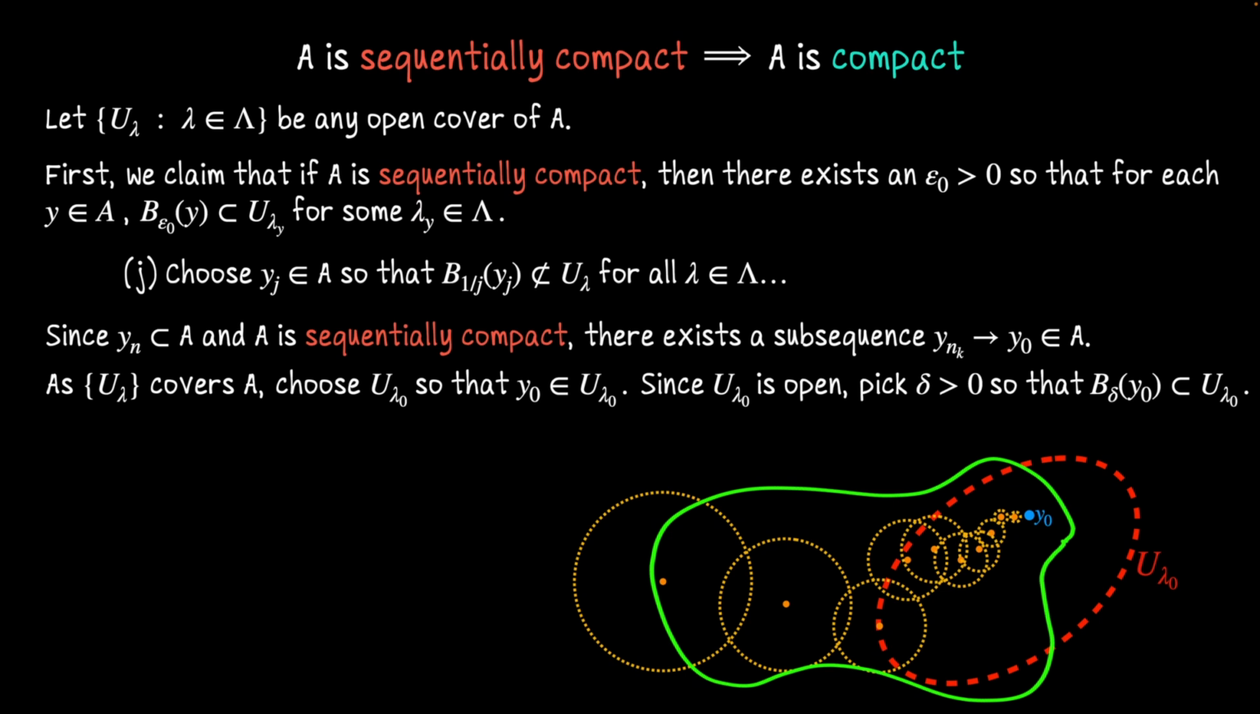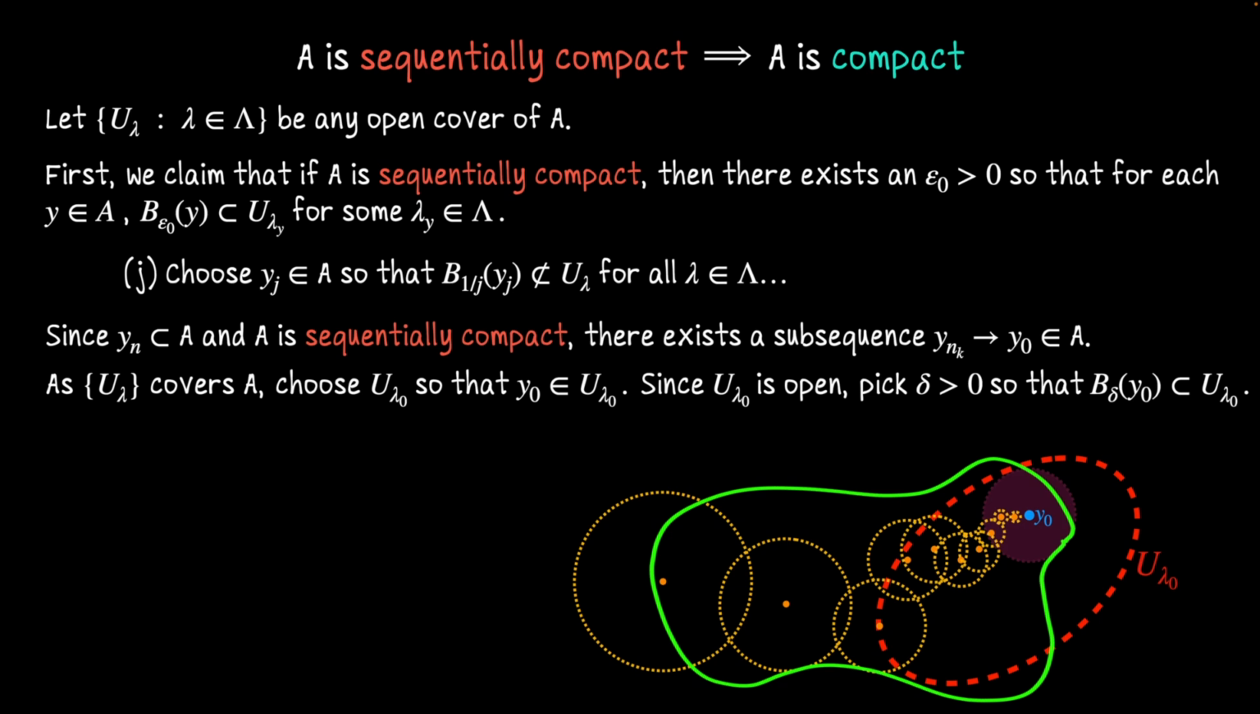The radii I've drawn defining neighborhoods around each of the subsequence points are not necessarily drawn to scale, but the idea is that the jth term in the original sequence has radius 1 over j. So as we go out in our sequence, or as in this picture, as we go out in our subsequence, the radii are shrinking. That's why I've drawn them going from large to quite small. Okay, how are we going to continue with this proof? Well, the last thing I wrote down was imagine that we choose some delta greater than 0 so that the delta neighborhood around the limit is entirely contained inside of the open neighborhood u sub lambda naught. That's what I've just added to this picture.